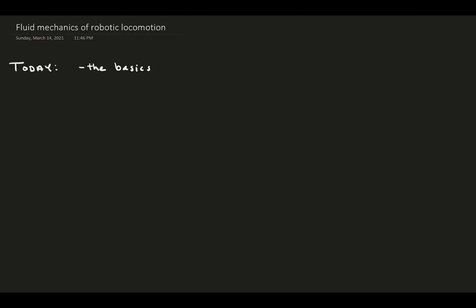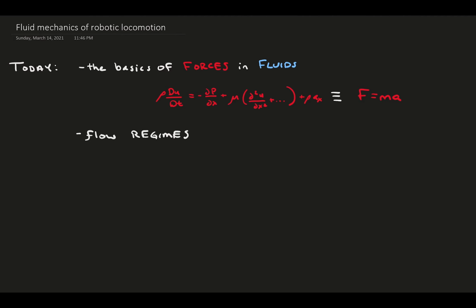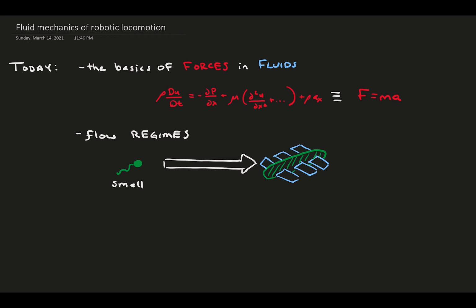Today, we'll start with a very basic overview of the forces a fluid produces by exploring the Navier-Stokes equations, which is just a fancy form of F equals ma. Next, we cover different flow regimes and how the size and speed of your robot may change how the fluid reacts to its motion. Lastly, we will go over rectilinear motion, meaning moving in a straight line, and how to estimate the drag you will encounter and the different ways to produce thrust.